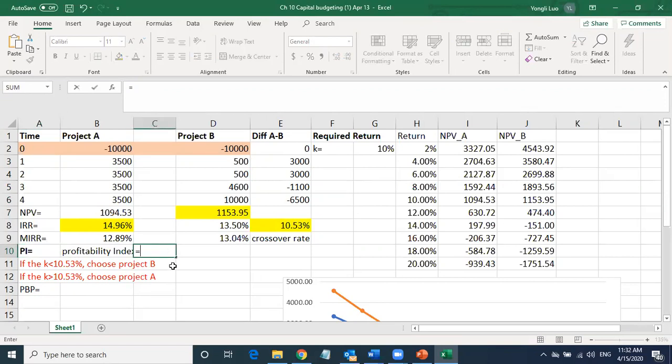The profitability index is, okay, the net present value at the required rate of return, selecting all those positive numbers, those are the cash flows for project A, and then you divide it by the initial investment. That's called the profitability index.